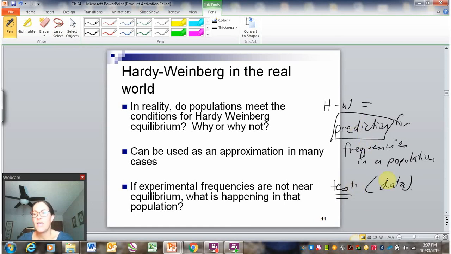Again, if my data does not match, then one of those 5 conditions of Hardy-Weinberg is not being met. And if I'm a scientist doing research in this area, that's going to be my starting point to ask more questions, like, is this population experiencing migration? Is that why it doesn't match the Hardy-Weinberg frequencies? And so on, going through the different conditions to understand what's happening in that population. And so that's one of the ways we can use Hardy-Weinberg in the real world.